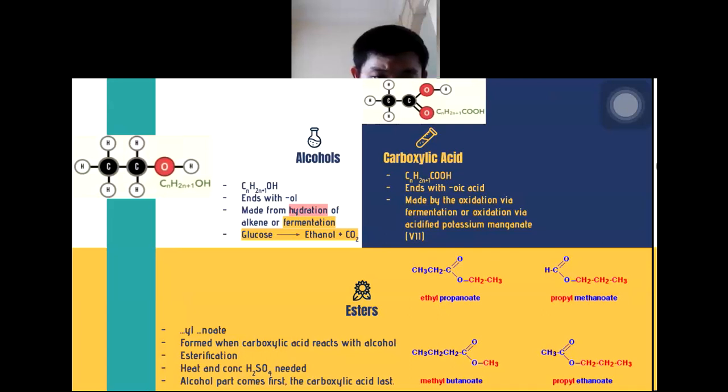And there are advantages and disadvantages of hydration and fermentation. For fermentation, it's renewable and requires less energy. But the disadvantages are that it is a slow process and it produces CO2. For hydration, the advantage is no waste products, and there's rapid production of ethanol. The disadvantage is it uses non-renewable crude oil and requires lots of energy for high heat and pressure.